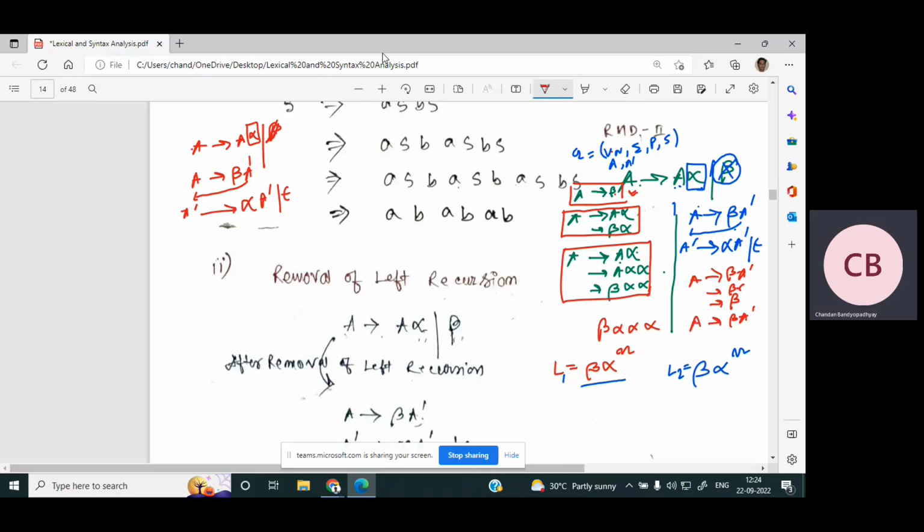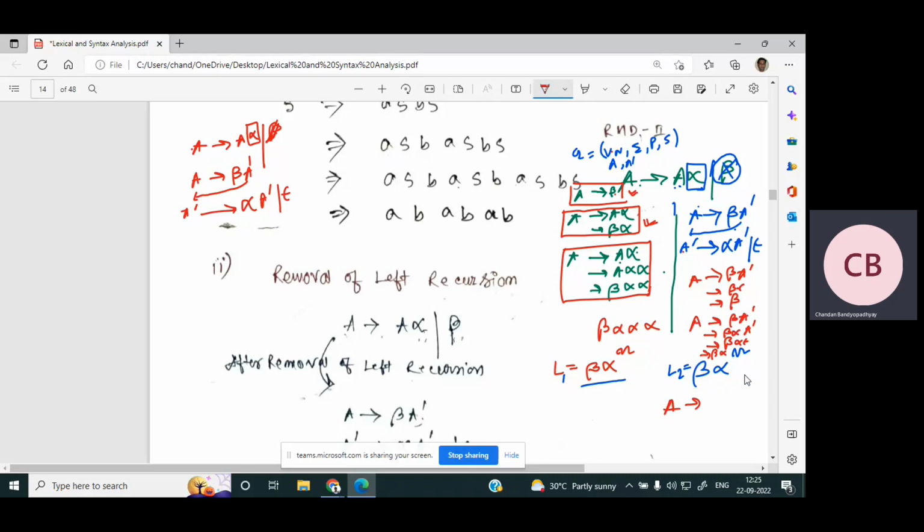A' can generate alpha A'. So let beta A' generate alpha A'. A' can also generate epsilon. In the next step, beta alpha and epsilon. What does it mean? Beta alpha epsilon means beta alpha, you can assume. So beta alpha, the second term, we have obtained. Third one.